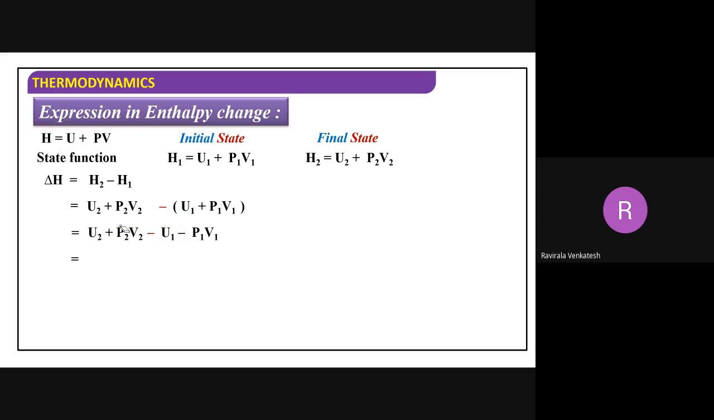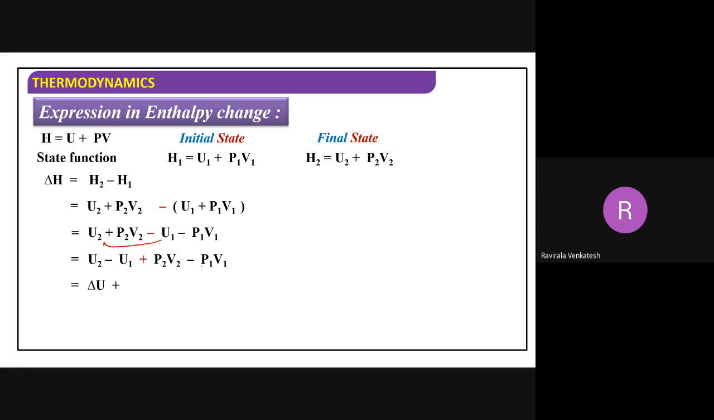Otherwise, first you will do like this. Minus into plus is equal to minus. So write down minus U1, minus into P1 V1 is equal to minus P1 V1. Now what will we do? U1 you bring here. So what do we get? U2 minus U1. Then P2 V2 minus P1 V1 we get. This is the expression we get. U2 minus U1 is equal to delta U. You know that one.